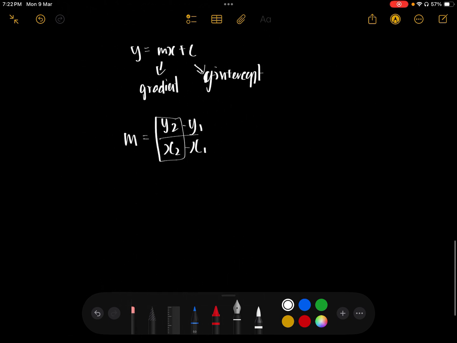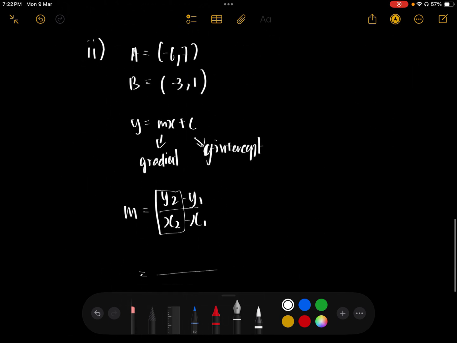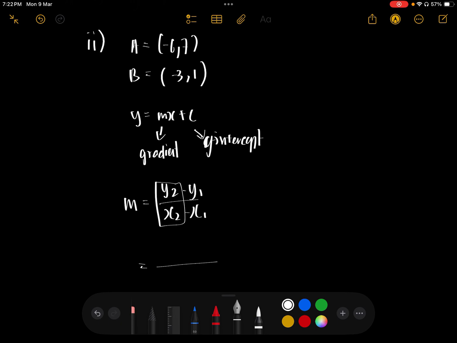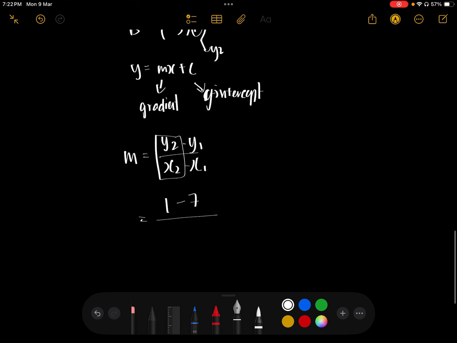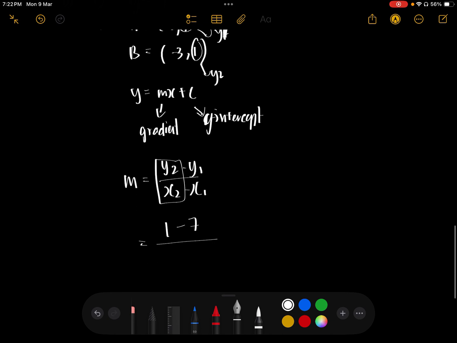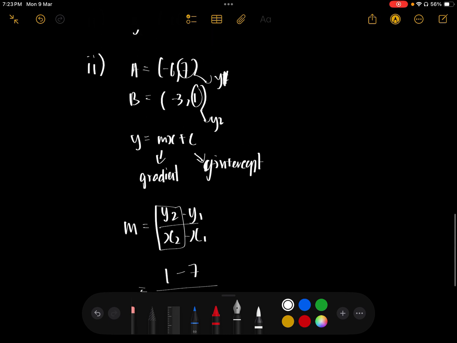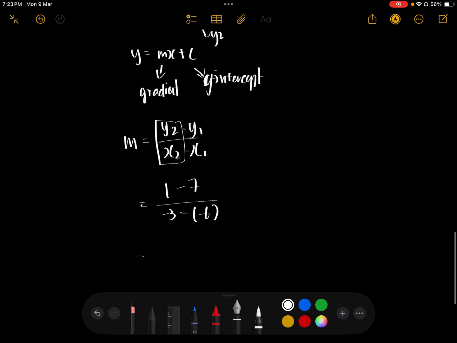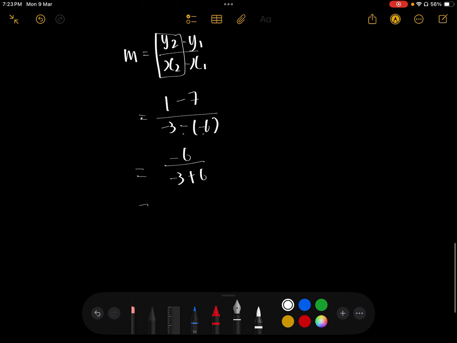All right. Our y2 will be 1 and our y1 will be 7. So this will be our y2 minus y1, and then the same goes for x1 and x2. So x2 minus x1, which is minus negative 6. So this will be negative 6 over 3 plus 6, because minus a negative, you plus 6. So it will be negative 6 over 3. Then there will be a negative 2.